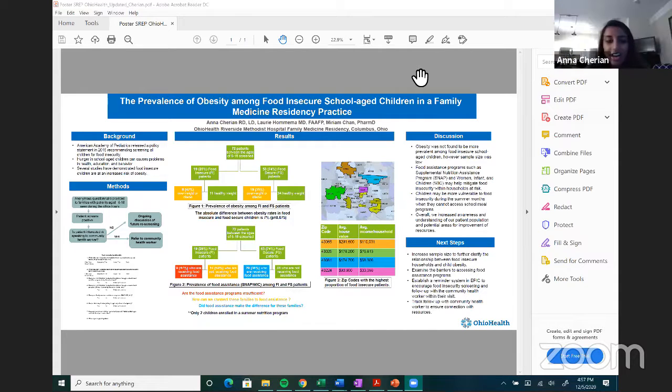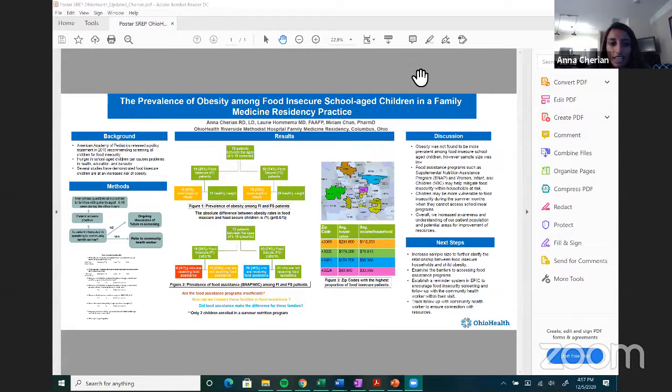Okay, great. So I assessed the prevalence of obesity among food insecure school-age children in a family medicine residency practice. So I handed out a survey with a validated 2-question tool and then just basic family demographic data. So we found that there were 72 patients who were food insecure. But between the food insecure and food secure patients, there wasn't a difference between obesity rates.